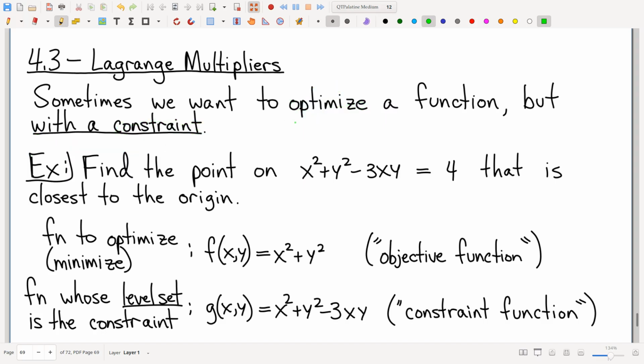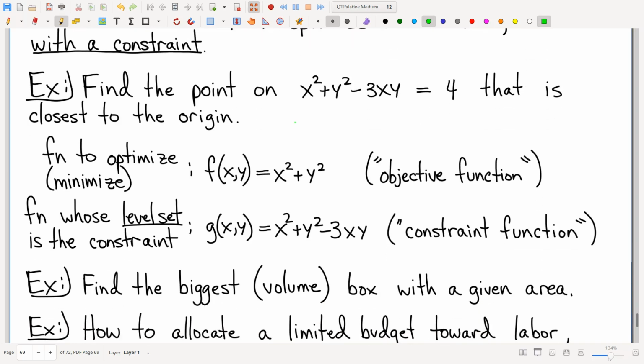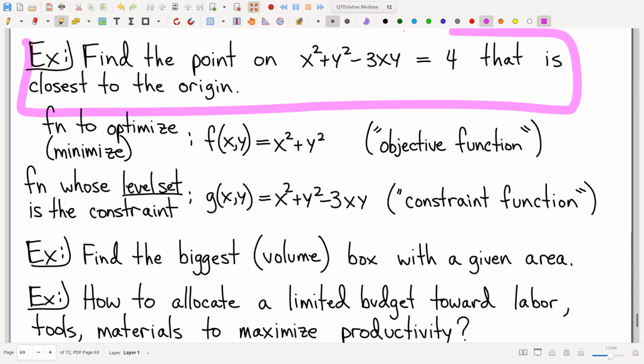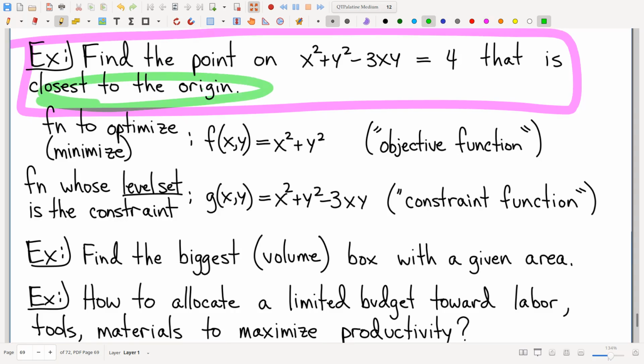So for example, a classic example would be something like this right here. We want to find the point that's closest to the origin. Seems like that'd be a pretty easy question to answer. Point closest to the origin? How about the origin? Easy question. Problem solved. Nope.